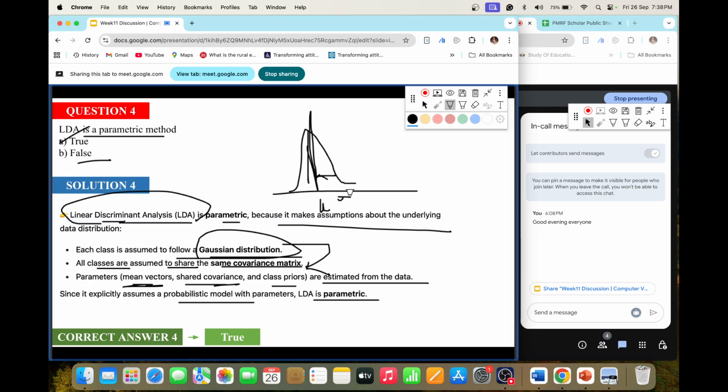The spread is nothing but the sigma, or the covariance. So LDA, as it talks about classes, has a shared covariance, the same covariance matrix for all the classes. Class priors, prior probability and posterior probability, I have already discussed in the previous class, so you can check the previous slides. So question number 4 has been done: LDA is a parametric method. Again, it is a totally theoretical question.